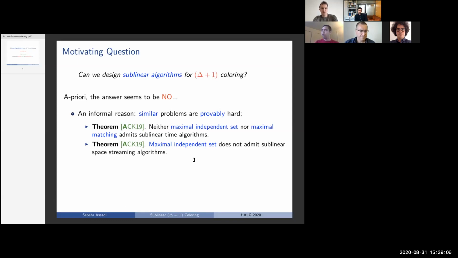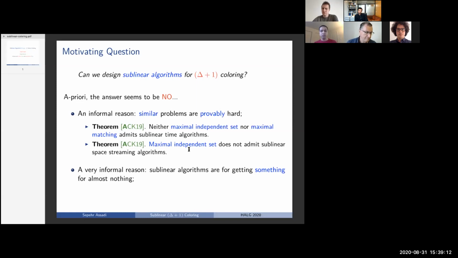So this is one reason: similar problems were hard. And this was the informal reason. Now there is an even more informal reason. The motto of sublinear algorithms is basically that we want to get something for almost nothing, and here the emphasis is on the something part. It basically means that in sublinear algorithms, we are usually settling for approximation. But delta+1 coloring, at least in some cases, is tight, so we don't want to allow for any approximation. So it sounds good.